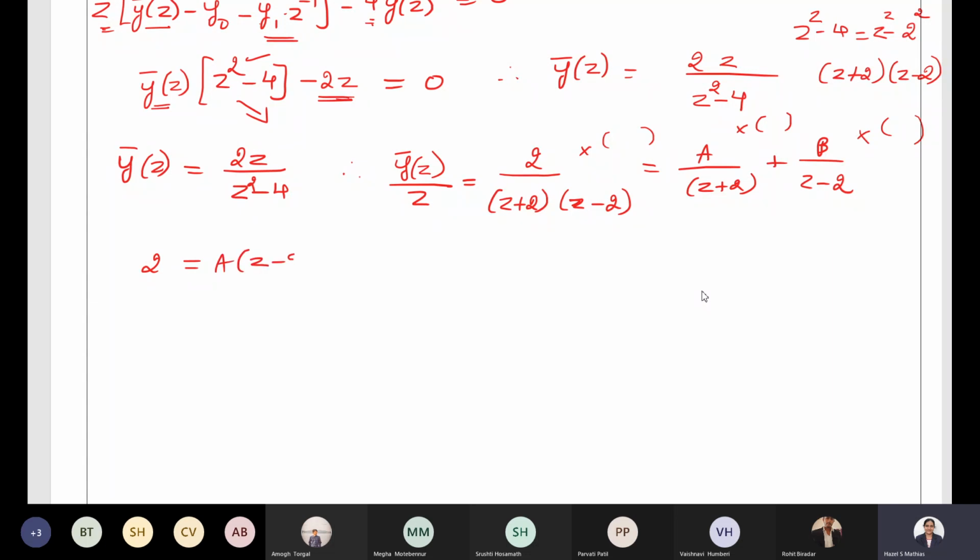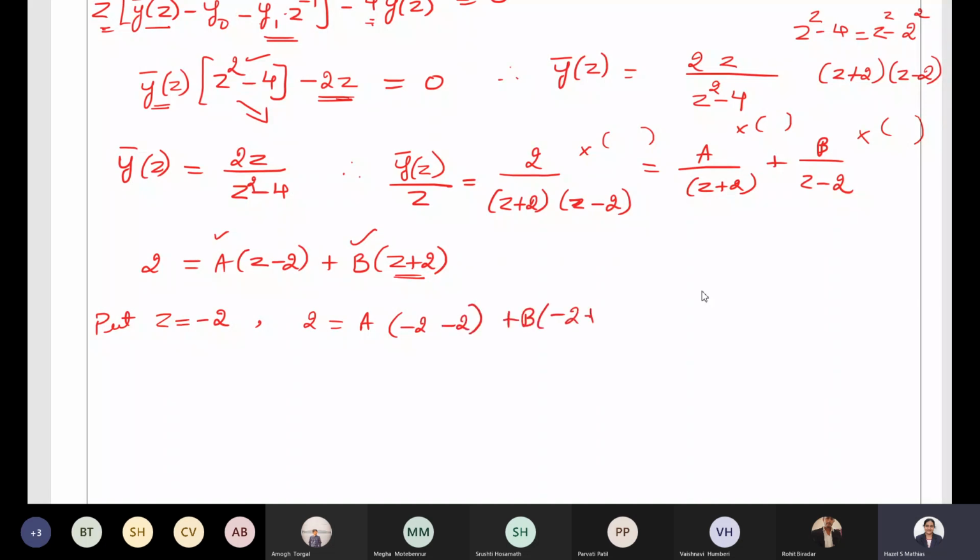So a into (z minus 2) remains, plus b into, when you multiply over here, z minus 2 gets cancelled, (z plus 2) remains. Now we need to find the values of a and b. In order to find a, we need to make the coefficient of b 0. That z plus 2 has to be made 0. So for that, if z plus 2 is 0, I need to put the z value as minus 2. So 2 is equal to a into (minus 2 minus 2) plus b into (minus 2 plus 2).